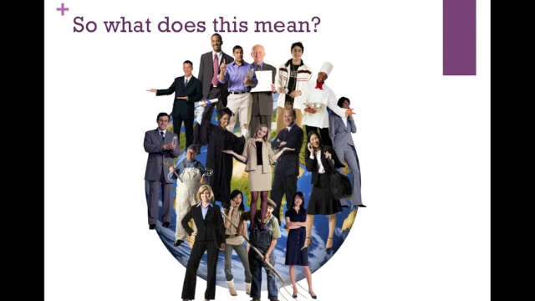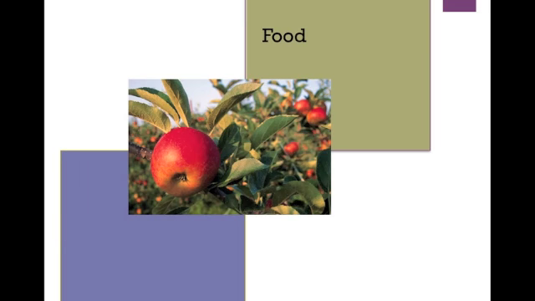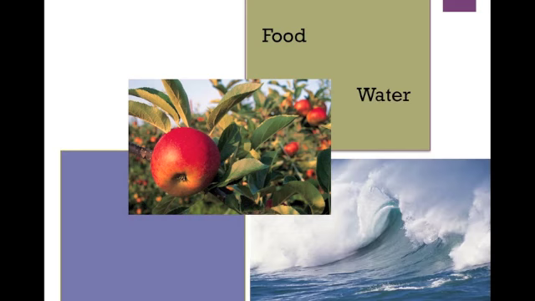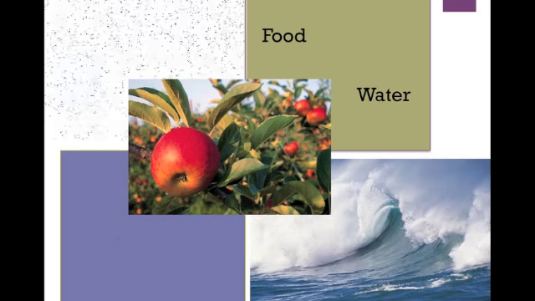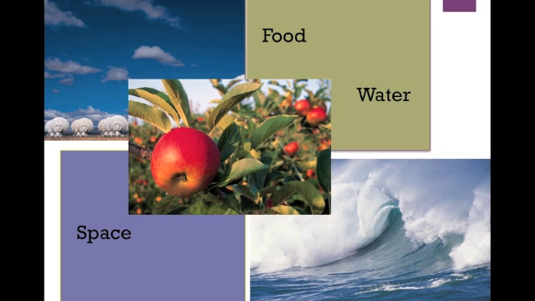It's also talking about the resources and the availability of them. So, what does this mean? The availability of resources is talking about things like enough food for everybody to eat, enough water for everybody to drink, and enough space for everybody to live comfortably.